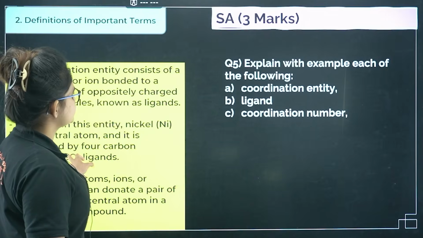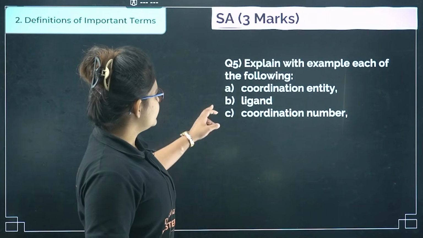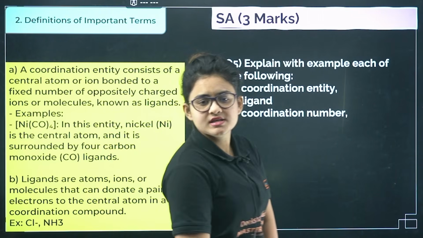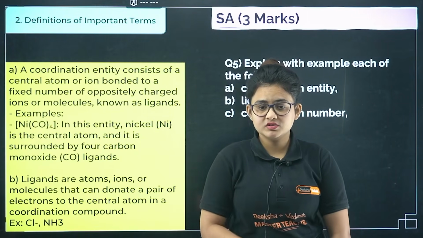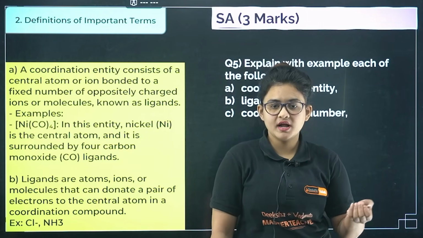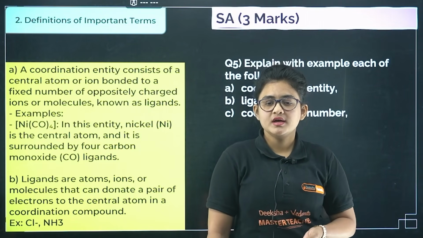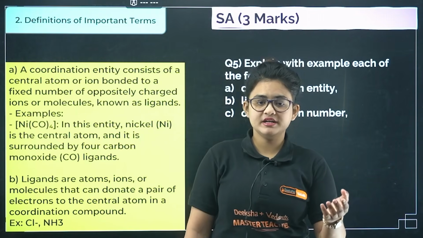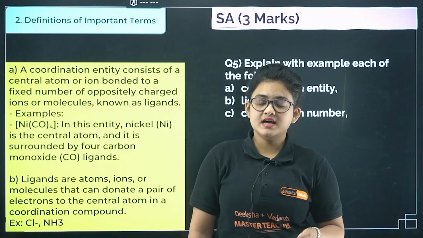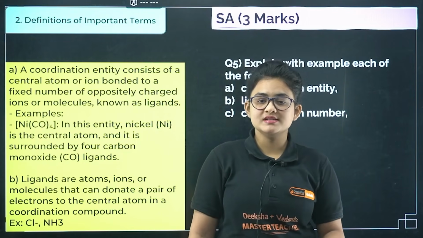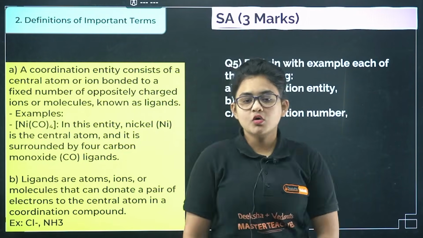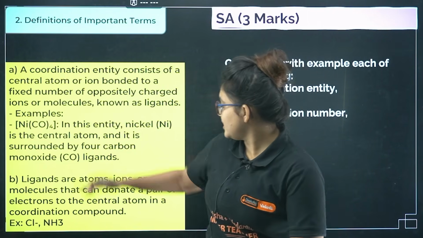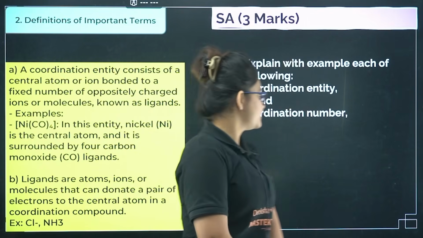Let's proceed further. Explain the example of the following: coordination entity, ligand, and coordination number. Coordination entity means whenever the metal is connected to the ligand with a coordination bond, and that part is non-ionizable. Next is ligand. A ligand is basically an electron-rich species that donates an electron pair to the metal center. Next, coordination number is the number of ligands attached to the metal. Here comes the full explanation of this, you can just go through.